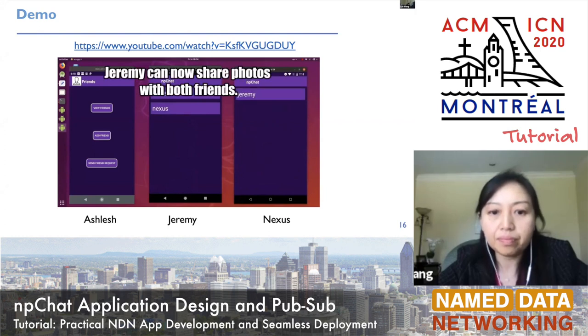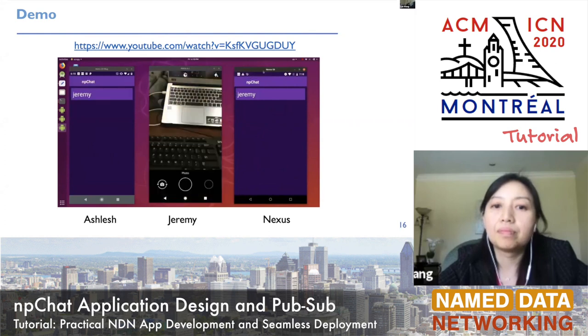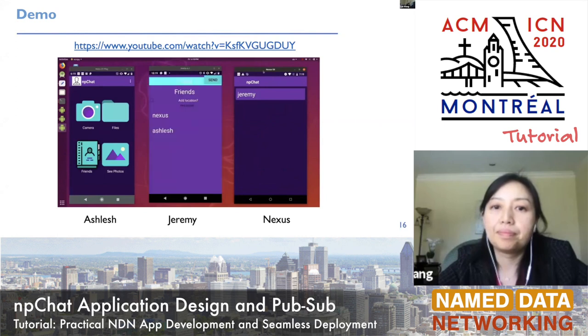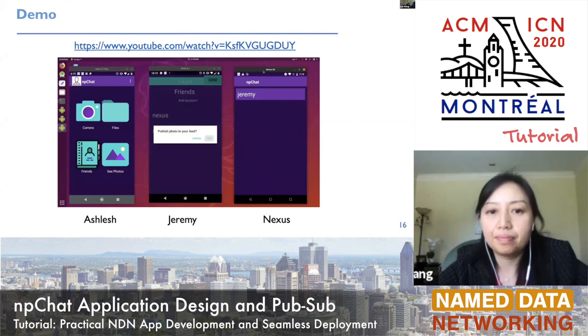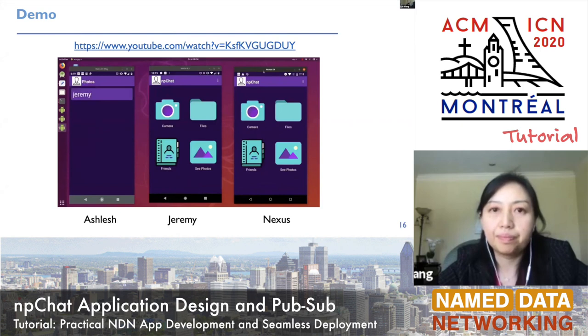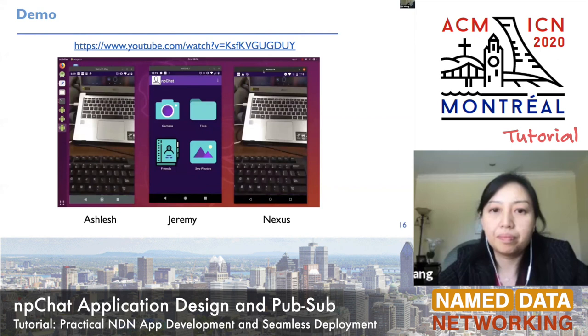Jeremy can now send photos to both other users and receive photos from each. Here he publishes a photo to his feed that is received by both. Each user may choose to publish his or her friends list. In this instance, Jeremy has chosen to do so.